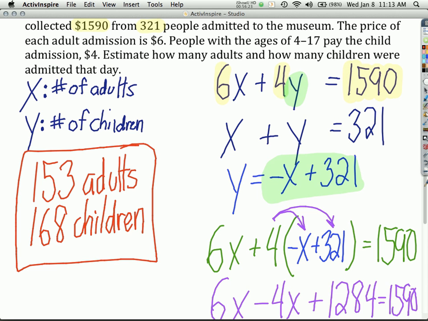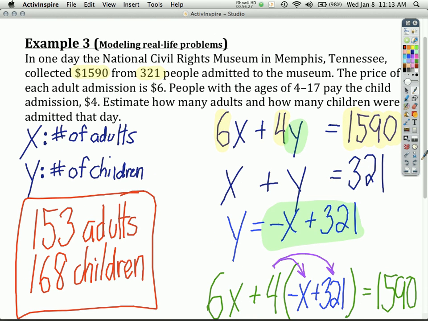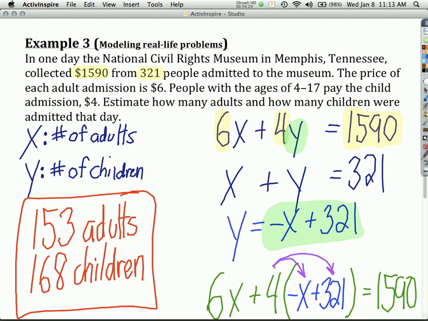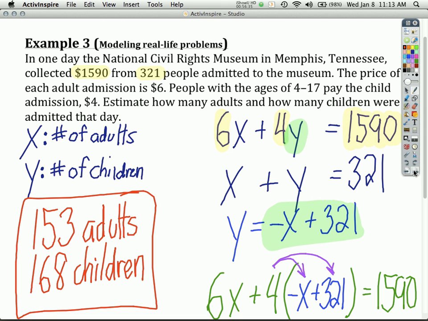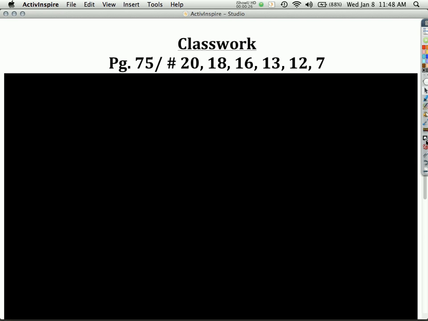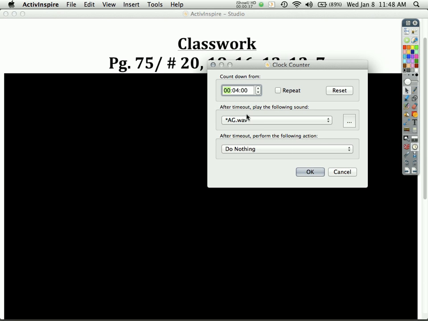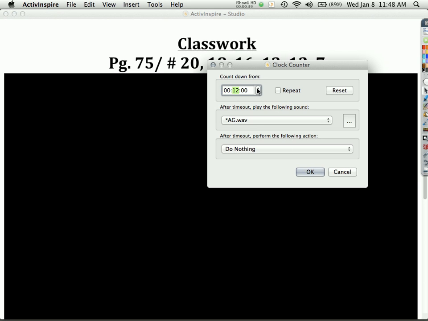So the ultimate goal is to be able to read real-world scenarios and interpret them, write them out as systems. Okay? Good. Okay, classwork on page 75. Numbers 20, 18, 16, 13, 12, and 7. 6 questions. Got about 12 minutes.